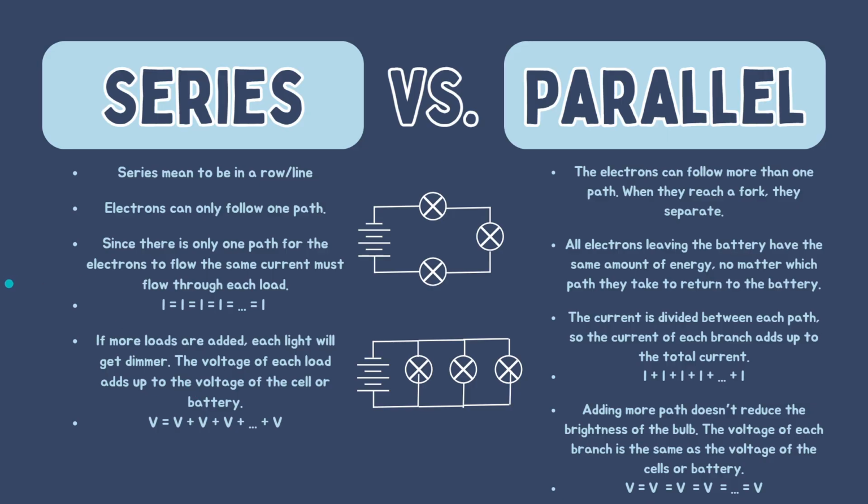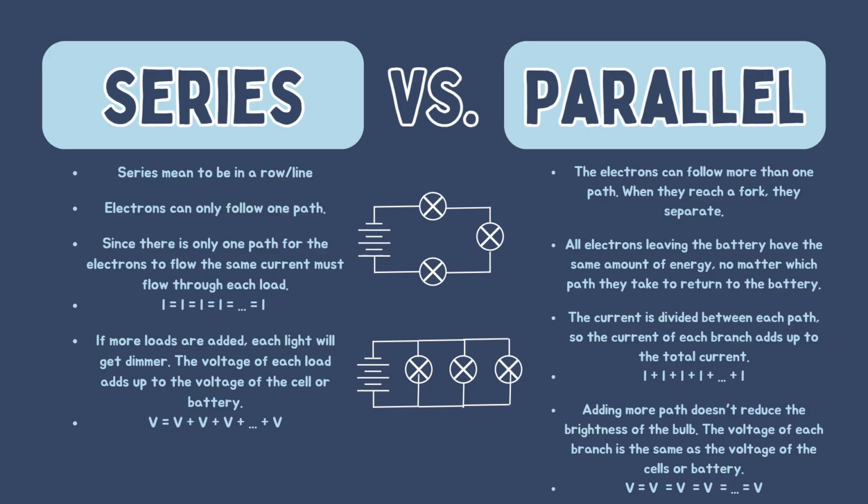Now, let's switch gears to parallel circuits. These are like multi-lane highways. Parallel means the electrons have multiple paths they can take. When the electrons reach a fork, they split. But here's the key: every electron leaving the battery has the same amount of energy no matter which path it chooses. So the voltage across each branch is the same as the voltage of the battery. The total voltage equals V1, V2, V3, and so on.